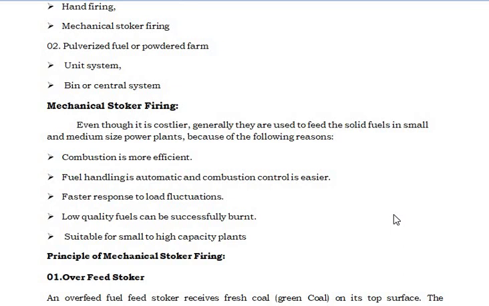in small and medium sized power plants for the following reasons: combustion is more efficient, fuel handling is automatic and combustion control is easier, there is faster response to load fluctuations, and low quality fuels can be successfully burned. It is suitable for small to high capacity plants.